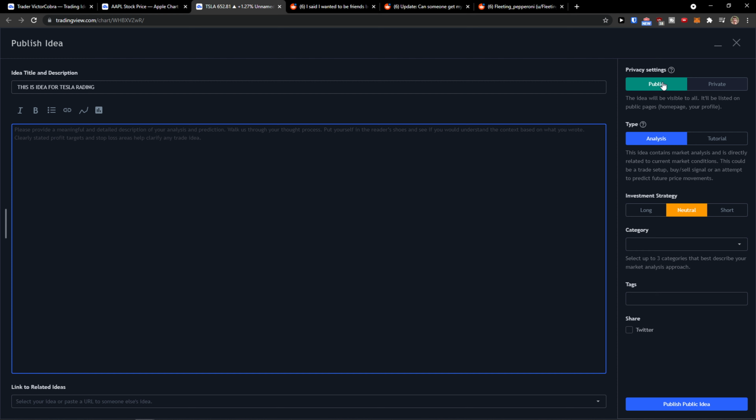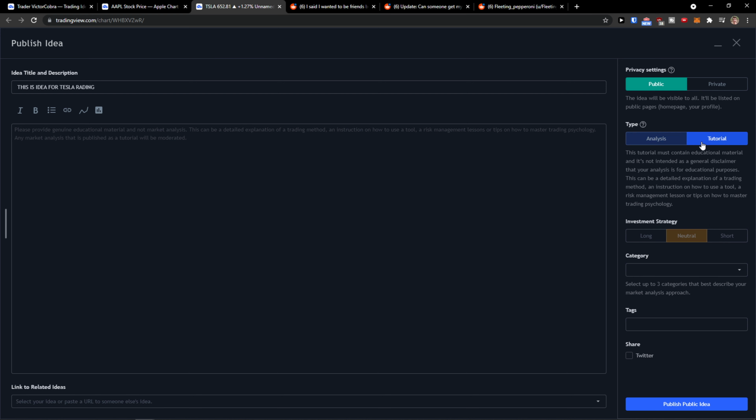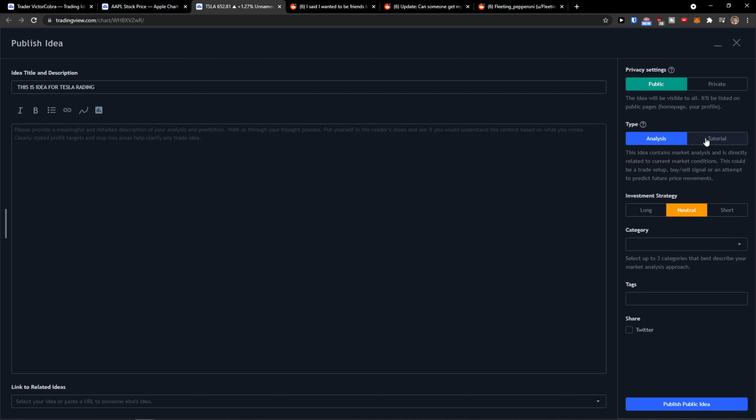And then on the right side, look here, privacy settings, public or private. Type: analysis or tutorial. A tutorial can be, okay, what you can actually do in TradingView. And then you're going to see the investment strategy here as a long, neutral, or short category.